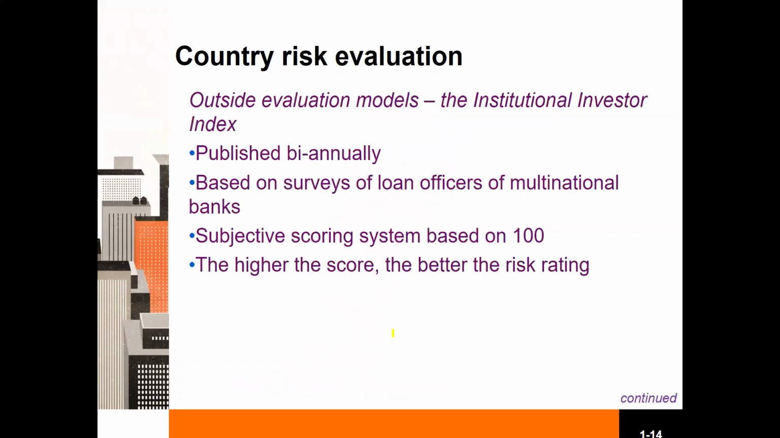And last of all is the Institutional Investor Index. The Institutional Investor Index is based on surveys of the loan officers of major multinational banks. These officers give subjective scores regarding the credit quality of given countries. Originally, the score was based on 10, but since 1980, it has been based on 100, with a score of 0 indicating the certainty of default and 100 indicating no possibility of default.